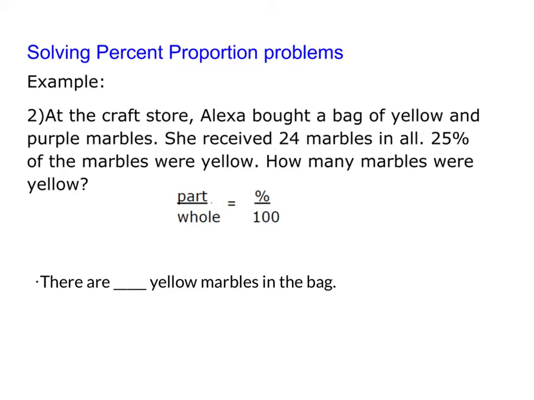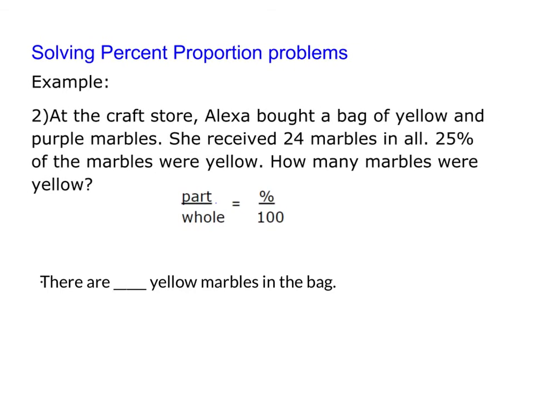So at the craft store, Alexa bought a bag of yellow and purple marbles. She received 24 marbles in all. 25% of the marbles were yellow. How many marbles were yellow? So in this case, they told us that she received 24 marbles in all. So I'm going to go ahead and circle that. And then we have 25%.